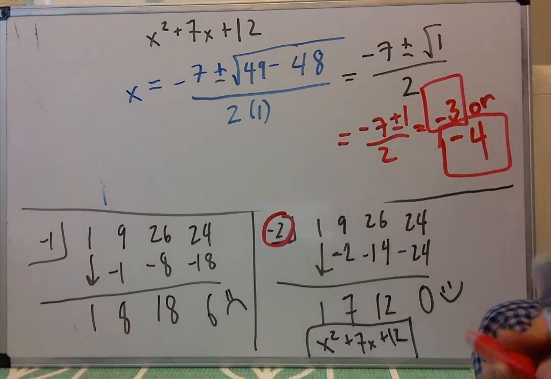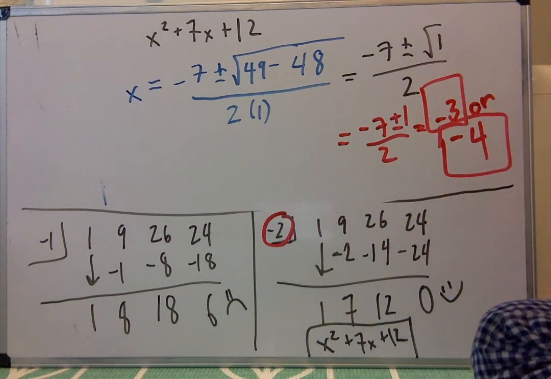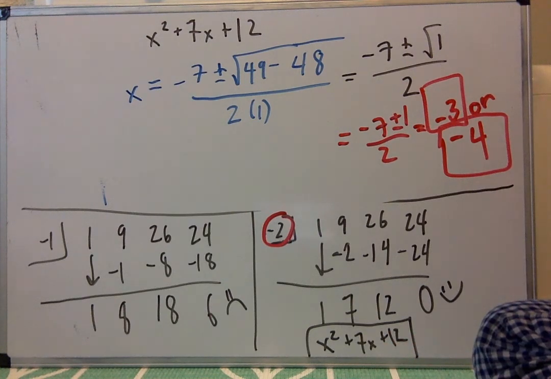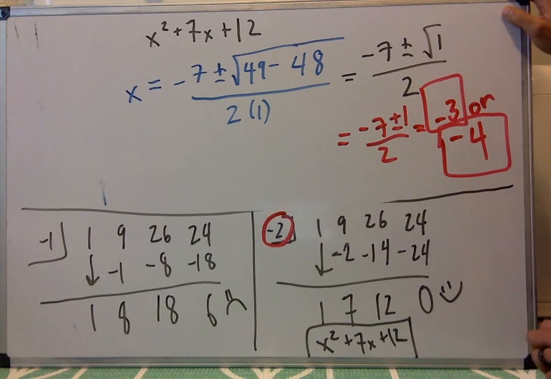And negative 2 was my last one, right? So there's my answer. Negative 2, negative 3, negative 4, those are the three zeros. And I knew it had to have three zeros because my original function was a power third, yeah? All right. That's done.